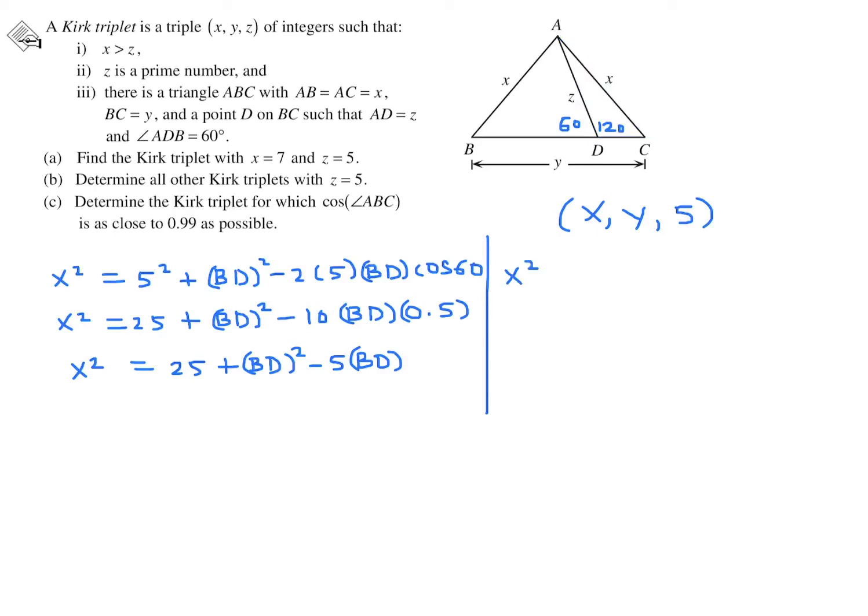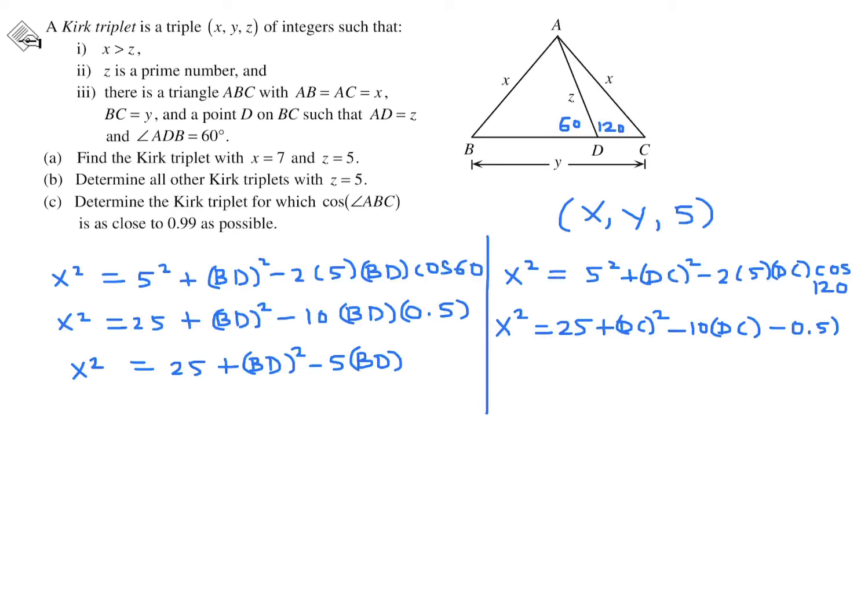Let's do the same thing, but this time on this triangle right here, ACD. So I've got x squared is equal to 5 squared plus DC squared this time minus 2 times 5 times DC cos of 120. And this gives me x squared is equal to 25 plus DC squared minus 10 DC, and cos of 120 is negative a half. So this takes me to x squared is equal to 25 plus DC squared plus 5 DC. And that's about as far as I can go there.